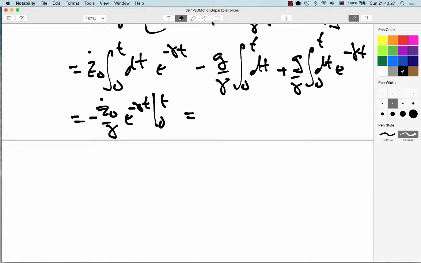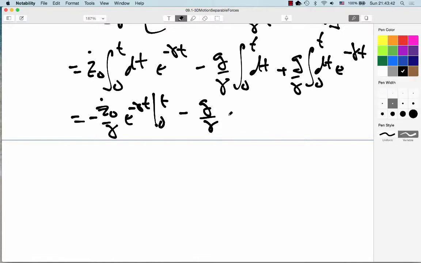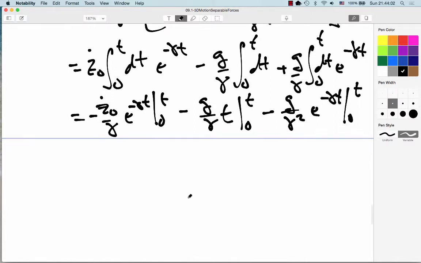This one is going to give me minus g over gamma t, minus 0 if you must. Yeah, we'll just say t. We'll leave it evaluate 0 to t. Then minus, we're going to pick up here a g over gamma squared, e to the minus gamma t, evaluate from 0 to t.